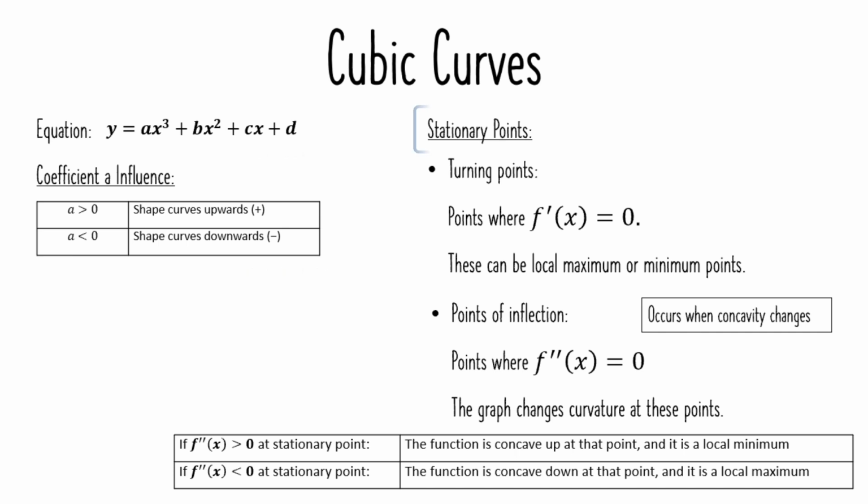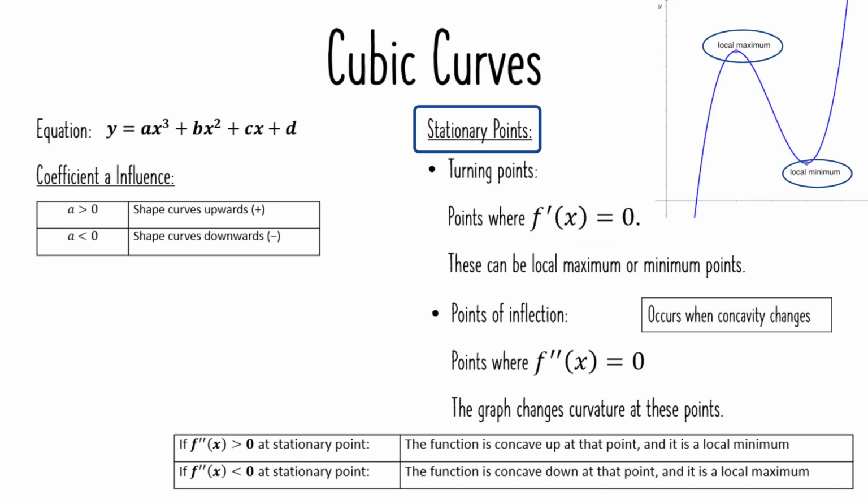Moving on to stationary points. These are points where the derivative equals 0. At these points, the curve stops increasing or decreasing and can either be a local maximum or a minimum. It's also known as turning points.